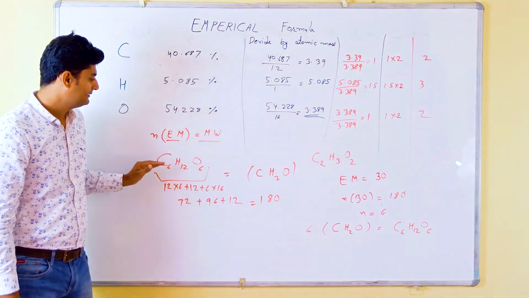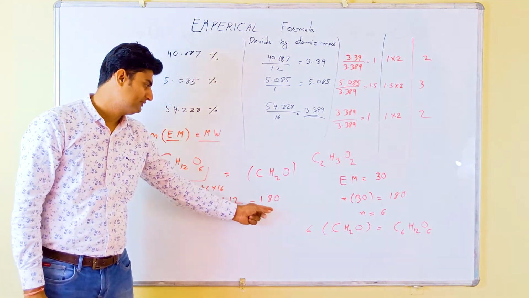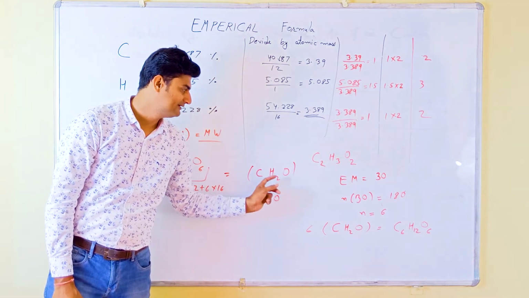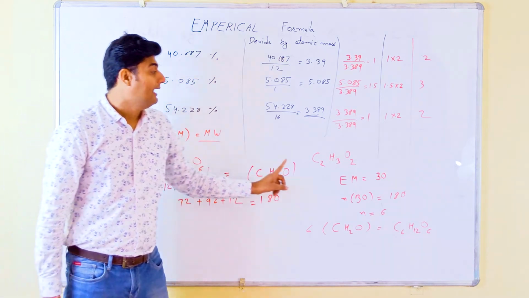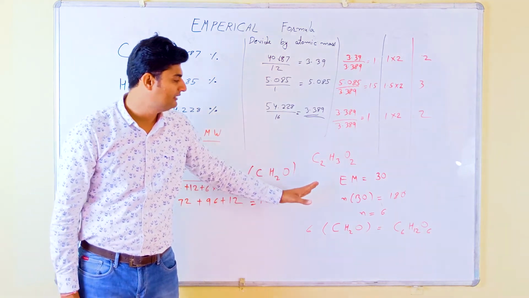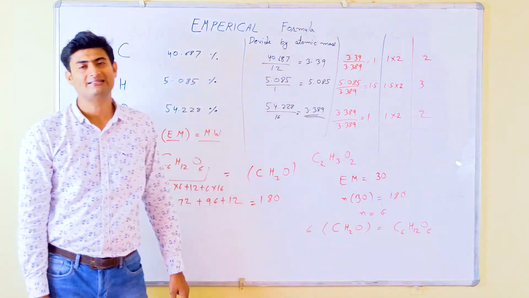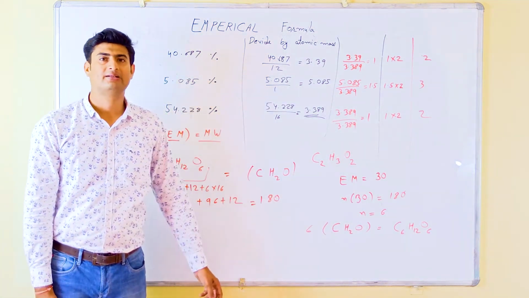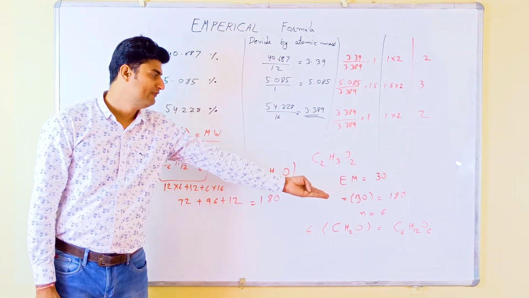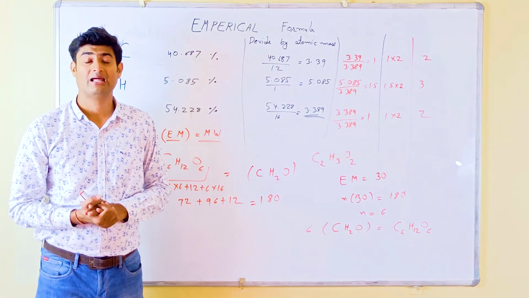Again, I am repeating what we did. We have taken this compound and we know the molecular weight of this compound, that is 180. Again, we have calculated the empirical mass of this compound through this formula. This is the empirical formula of this compound. Empirical mass we got as 30. The total molecular mass was 180. We got the value of number n equal to 6. We have multiplied each term present in the empirical formula by this number in order to get the molecular formula of the compound, and we got it as C6H12O6. That's how we can do empirical formula and molecular formula calculation.